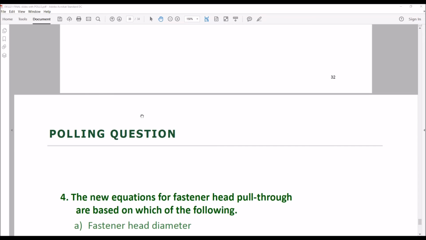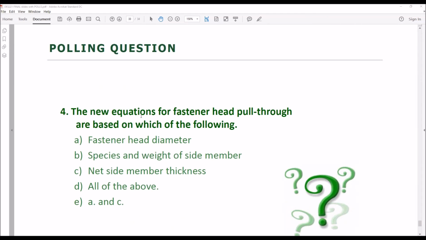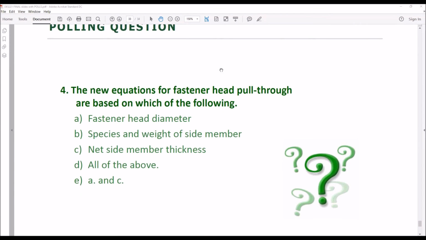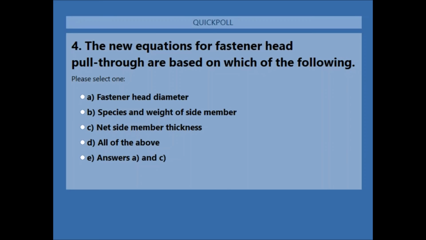So we do have one more poll. We have some time. I am going to launch it, but after this morning's session, someone did point out to me that depending on how you interpret one of these answers, there could be 2 answers that are right. So we'll go ahead, we'll launch it, and then we'll spend a little time talking about it. Okay, here we go. The new equations for fastener head pull-through are based on which of the following? Is that fastener head diameter, species and weight of side member, net side member thickness, all of the above, or answers A and C?